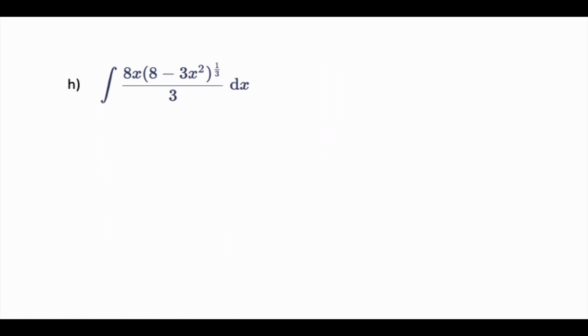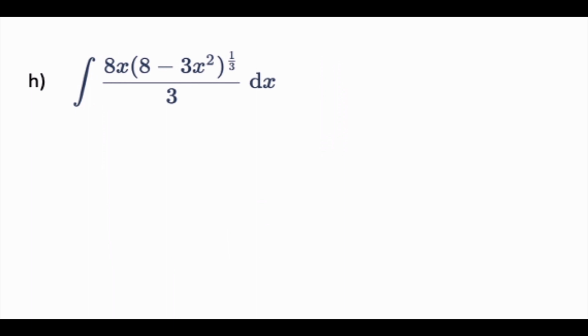Let's look at letter H, next page. There's a lot of stuff with fractions on here. I did that on purpose because the first instinct is, oh, let's use the quotient rule. But we don't have a quotient rule for antiderivatives, so I have to use something different. Okay? So again, the top here is 8x times this guy to the power, right? And they're both divided by 3.